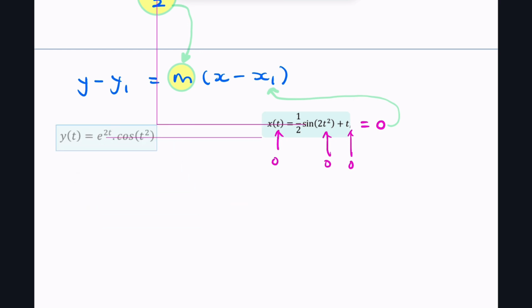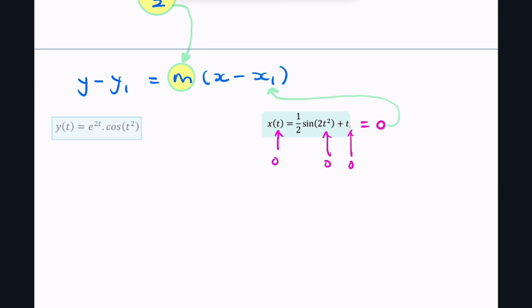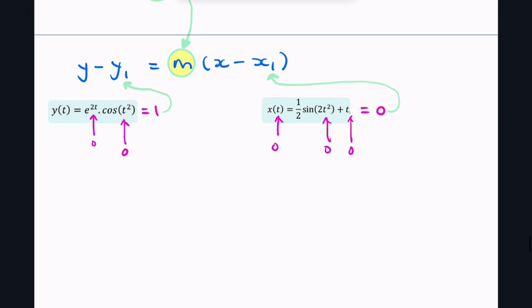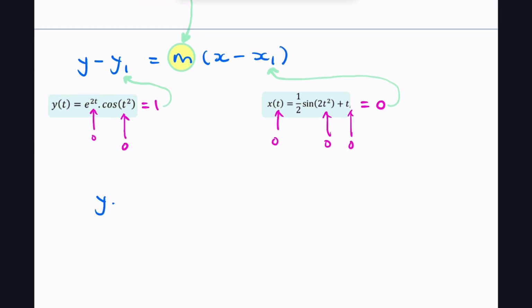Okay, so that's finally working. So I can simply put in 0 here and here. So e to the 0 is 1 times 1 is 1, and that I can put into there. So now our equation's looking much better. We have y minus 1 equals negative 1 over 2 brackets x minus 0.